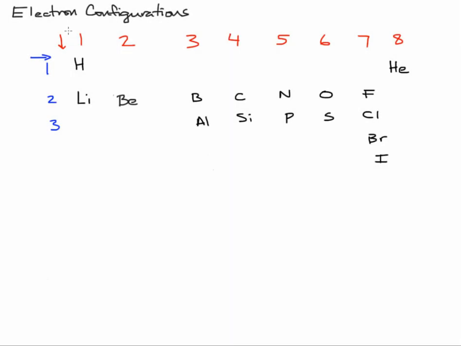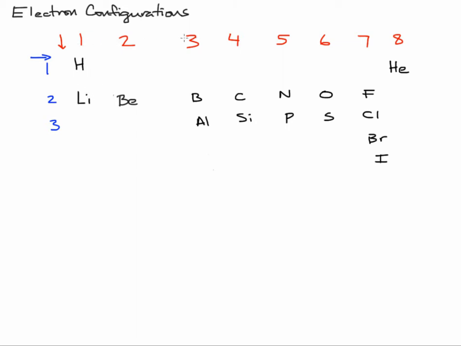In this screencast, we're going to review how to assign electron configurations to elements in the periodic table. So what I've pre-drawn for us is an abbreviated version of the periodic table of the elements that are relevant to organic chemistry 1 and 2.